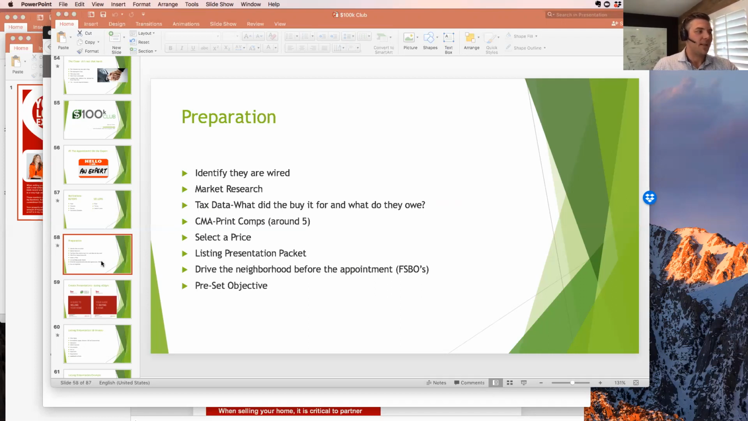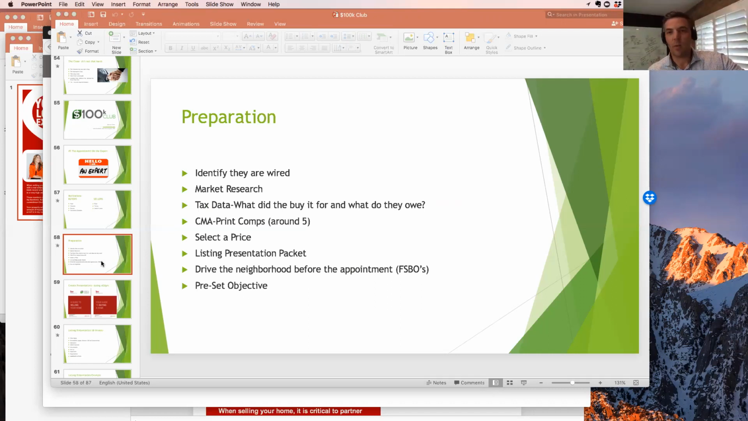CMA, comparative market analysis. I see agents go crazy with these where they walk in with 20 to 30 comps. I like to keep this very minimal. If they're a higher C, they may want to see more data, but I'll keep those in my back pocket and only pull them out as needed.